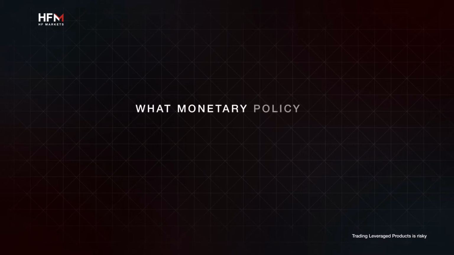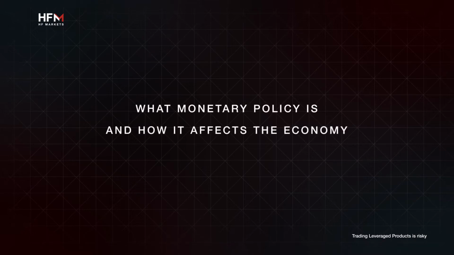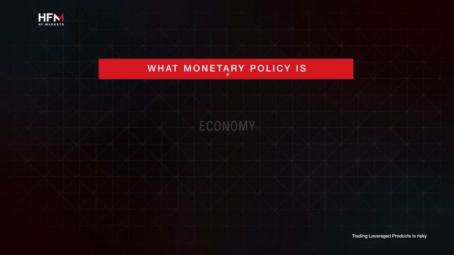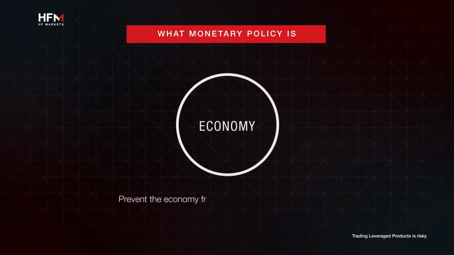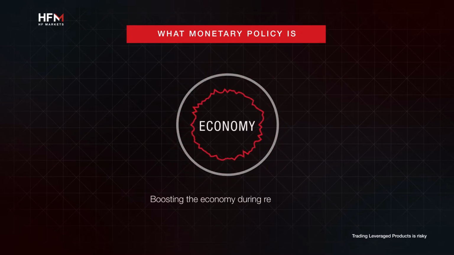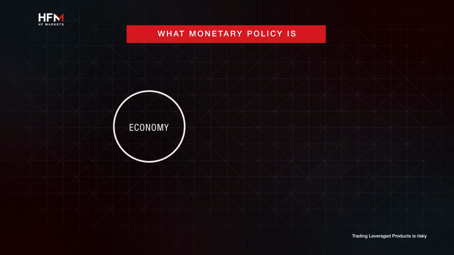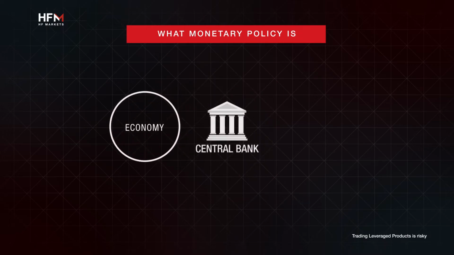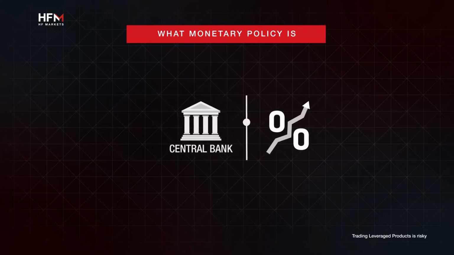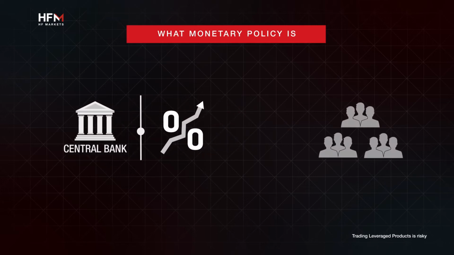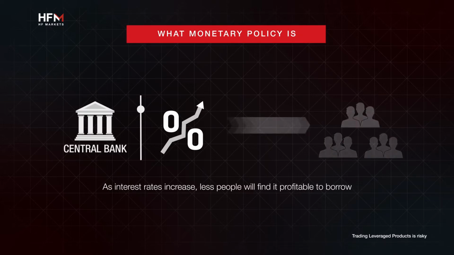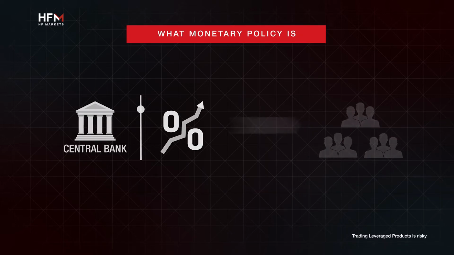Continuing with our central bank saga, we will elaborate on what monetary policy is and how it affects the economy. What monetary policy is. Monetary policy aims to prevent the economy from overheating during expansions or boosting the economy during recessions. Monetary policy is the main course of action for a central bank, and it is usually conducted through the manipulation of interest rates. Through interest rates, central banks affect the public's inclination to borrow. As interest rates increase, fewer people will find it profitable to borrow. This has important effects on the economy.